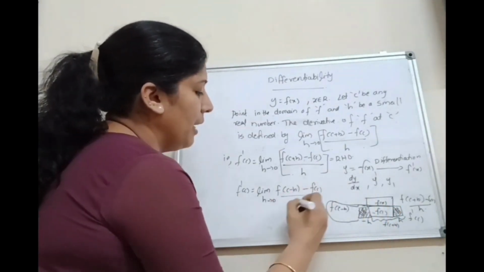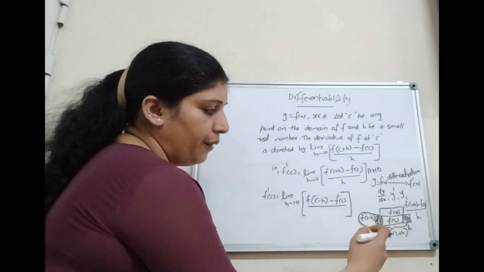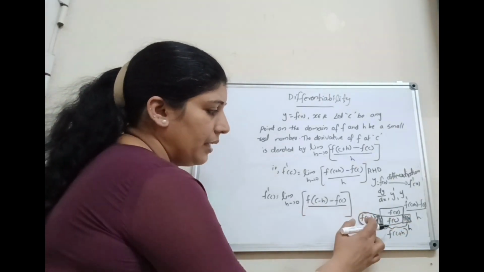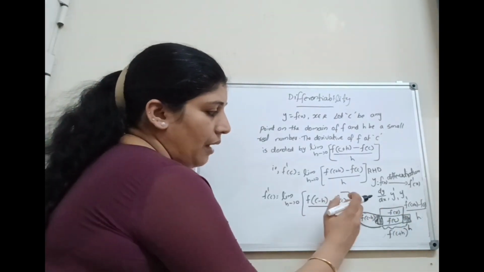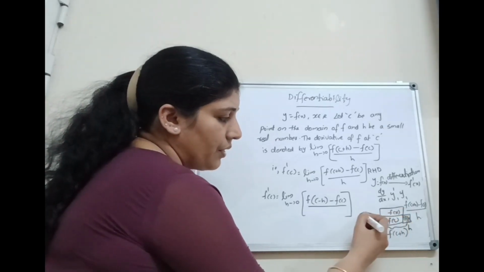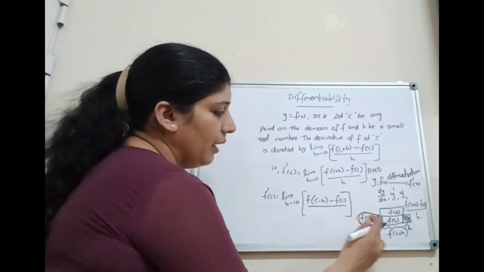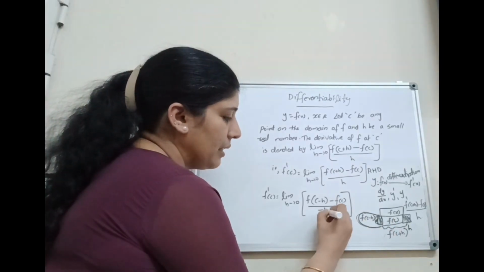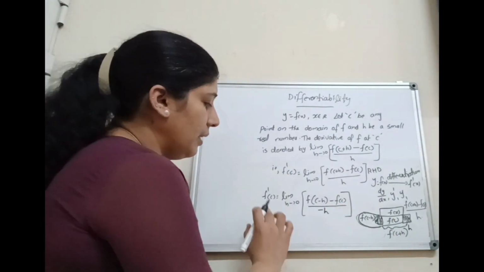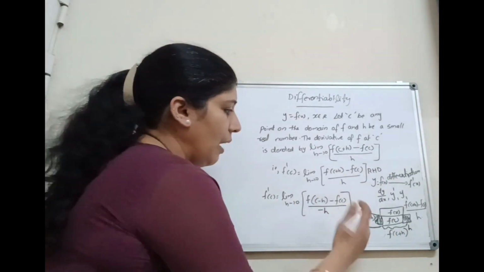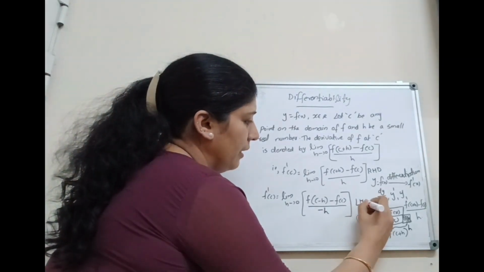That is divided by the left side of f of c. The function is f of c minus h minus f of c. That is, the total function is f of c minus h minus f of c, divided by the smallest decrement, which is minus h. This is the left-hand derivative of the function f of x.